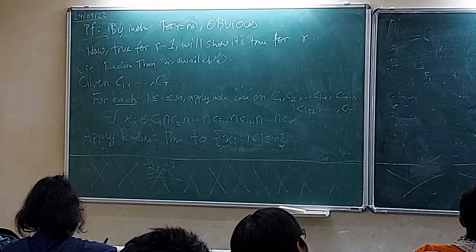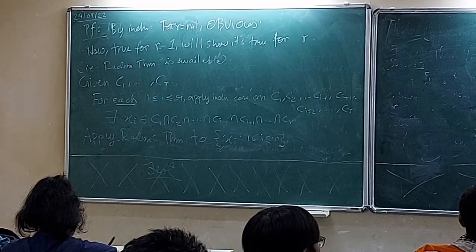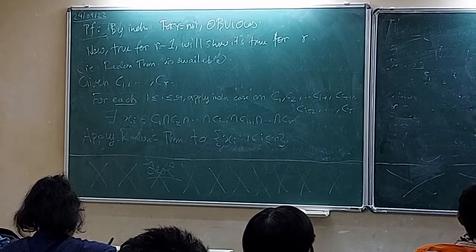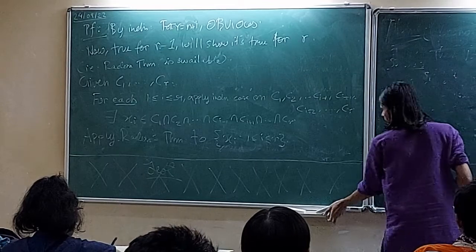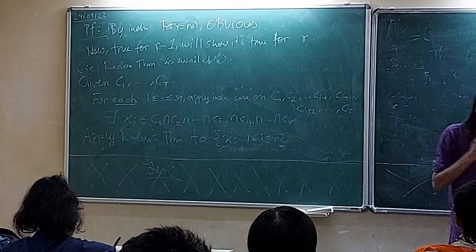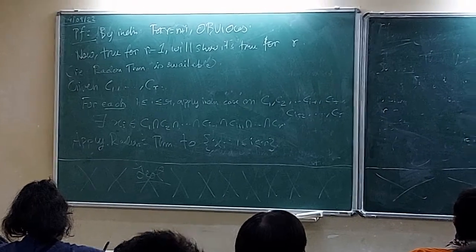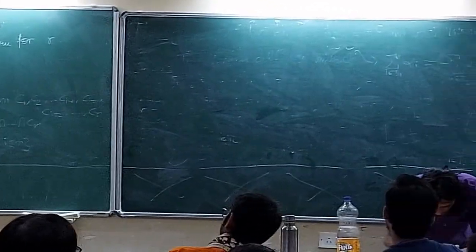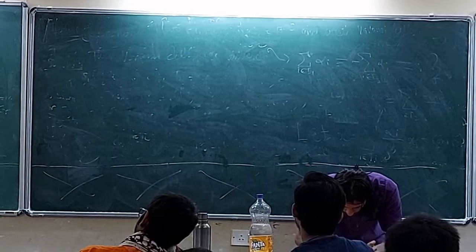Okay. So once you apply Radon's theorem, what do you get? You will get these two subsets, right? So now what I do is, for convenience, I have to renumber these subsets without loss of generality and assume some structure. It is for notational convenience.